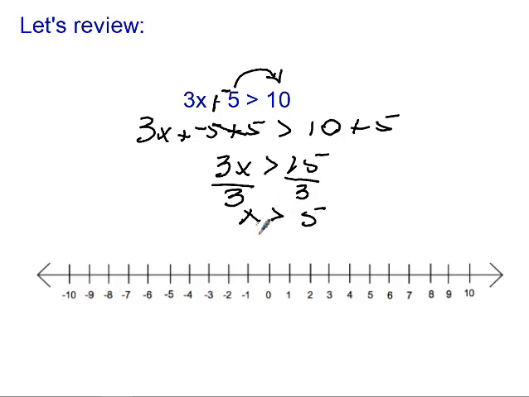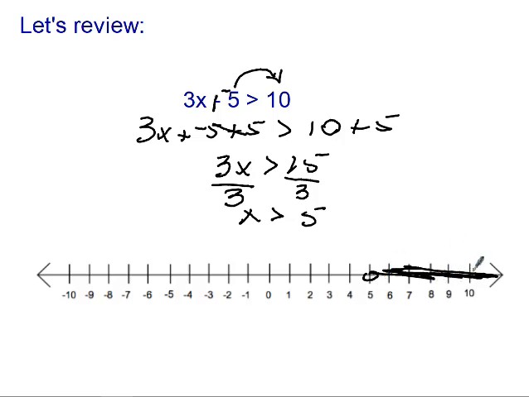Now this kind of an inequality, whether it's less than or greater than, is going to give you an open circle because it doesn't include 5. It's everything that's greater than 5. So that's going to give me an open circle on 5, and I'm going to shade to the right, because the values that are to the right of 5 are going to make this a true statement.